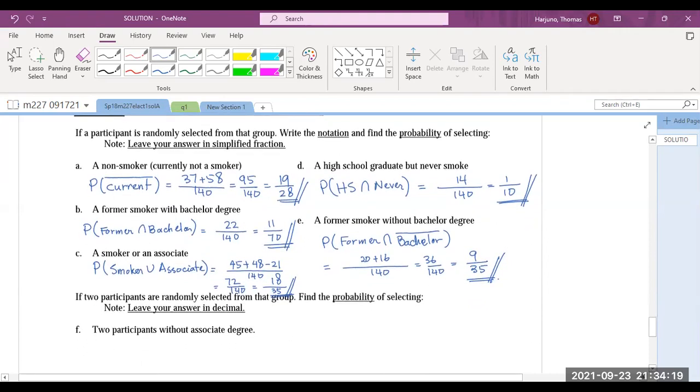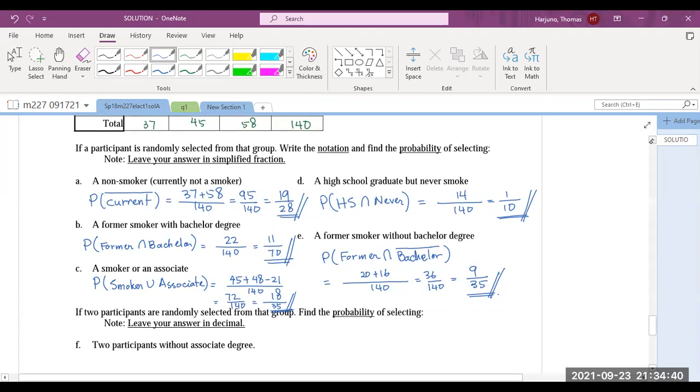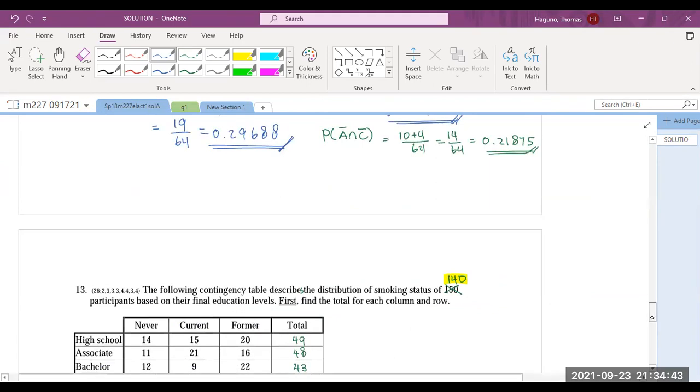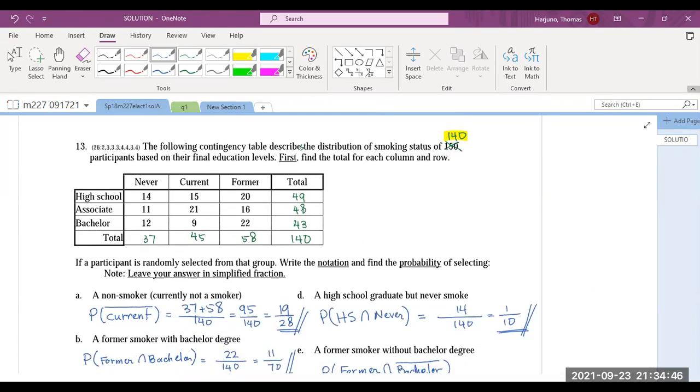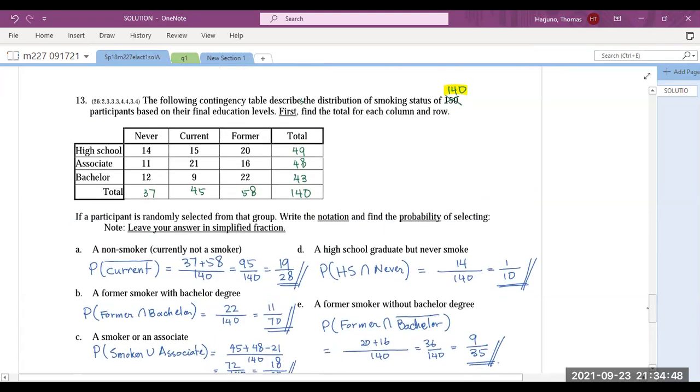2 participants are randomly selected from that group. Find the probability of selecting. Notice here, I don't need you to write the notation. Just give me the numbers to add, subtract, multiply, divide, maybe, and then compute the final answer. Find the probability of selecting 2 participants without associate degree. How many people without associate degree? 49 and 43. That's right.